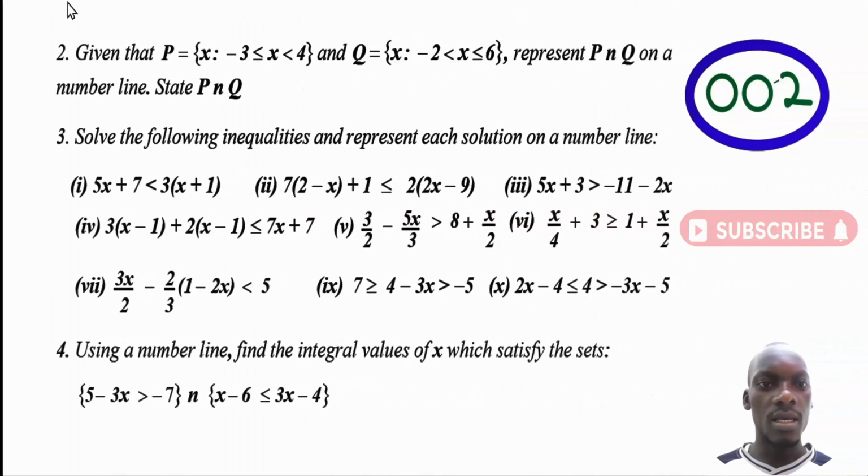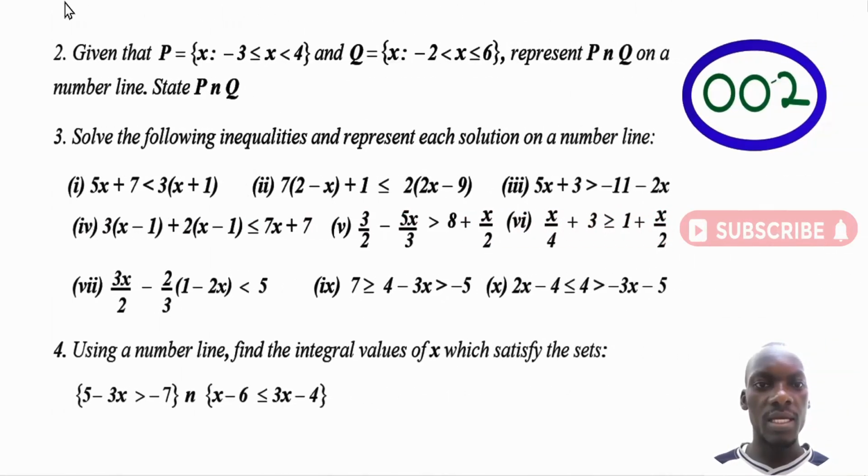Number 2 reads: given that set P is X such that negative 3 is less than or equal to X less than or equal to 4, and Q is negative 2 less than X less than or equal to 6. We are required to represent the two sets on a number line, represent them as an intersection, and then state the intersection set. Let us do it straight away.